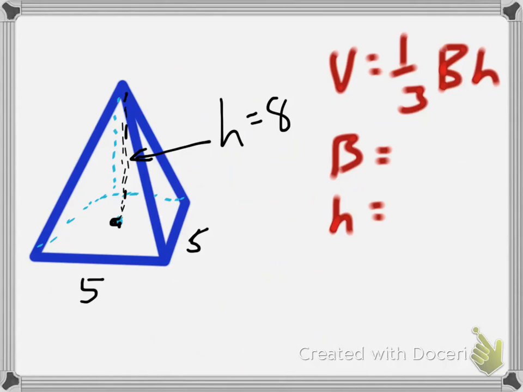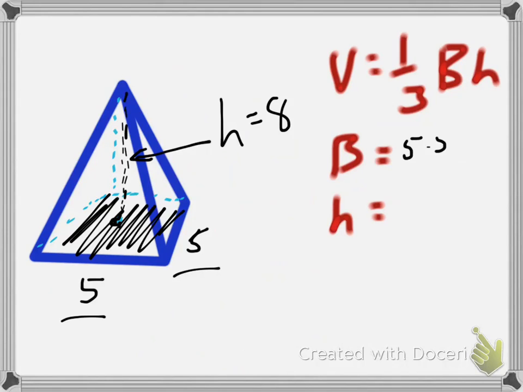So the two things we're missing are B and H. B is the area of the base. So let's figure out what the area of this base is down here. Well, you do 5 times 5, which is 25. Now we find the height. Well, here's height. It's already given to us, so 8.